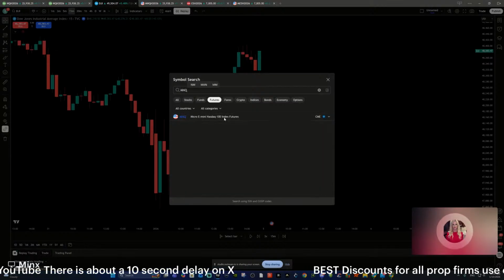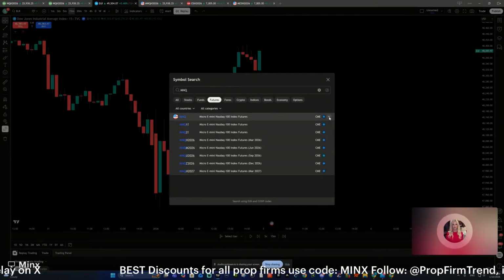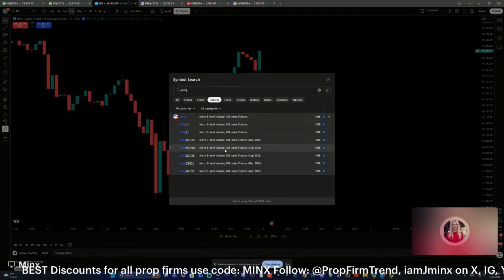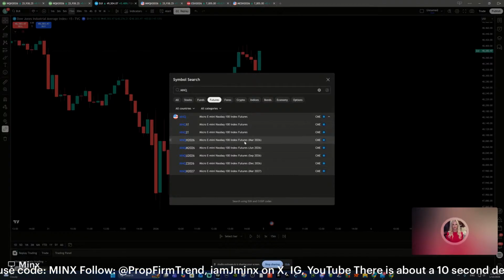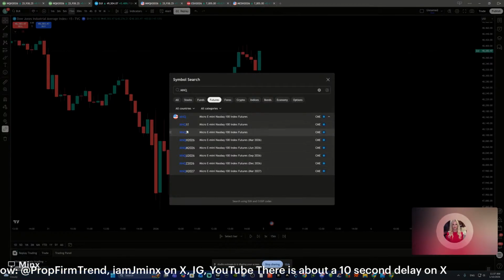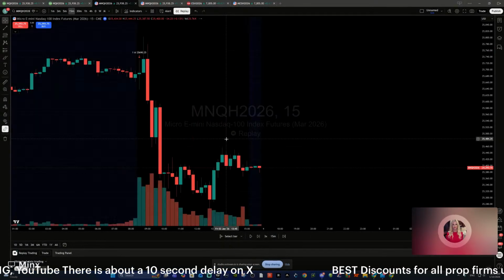Okay, so when you go and search, for example, for MNQ, notice how TradingView has a little collapse button. You would want to go to the correct contract, which right now is March. The continuous one is not the best, so you always want to do that.